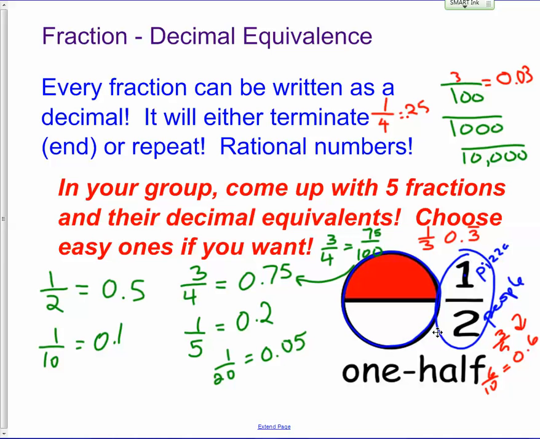And then just another example that fractions are actually division problems. This is 1 divided by 2. If I have 1 pizza divided by 2 people, each person gets a half, which is 5/10 of a pizza.